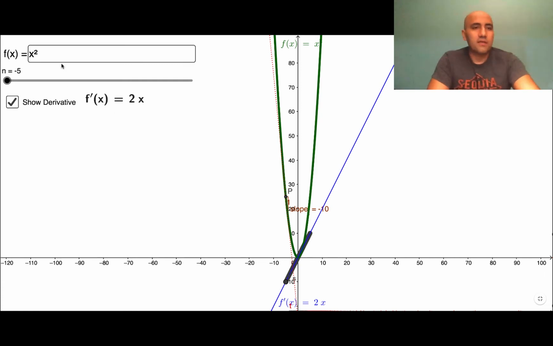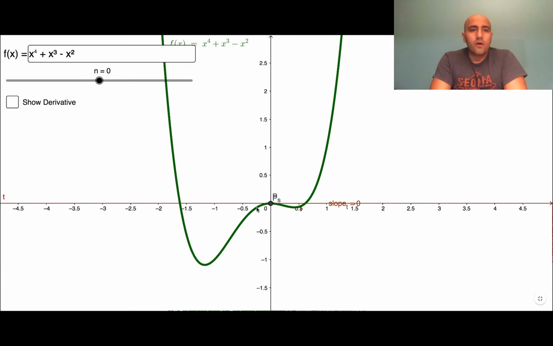Okay, let's try something else. Okay, so let's say we have this function here. The tangent line will be horizontal at this point. So we'd have the ordered pair 0, 0 in the graph of the derivative function. And we see that as we move forward a little bit, the slope becomes negative.